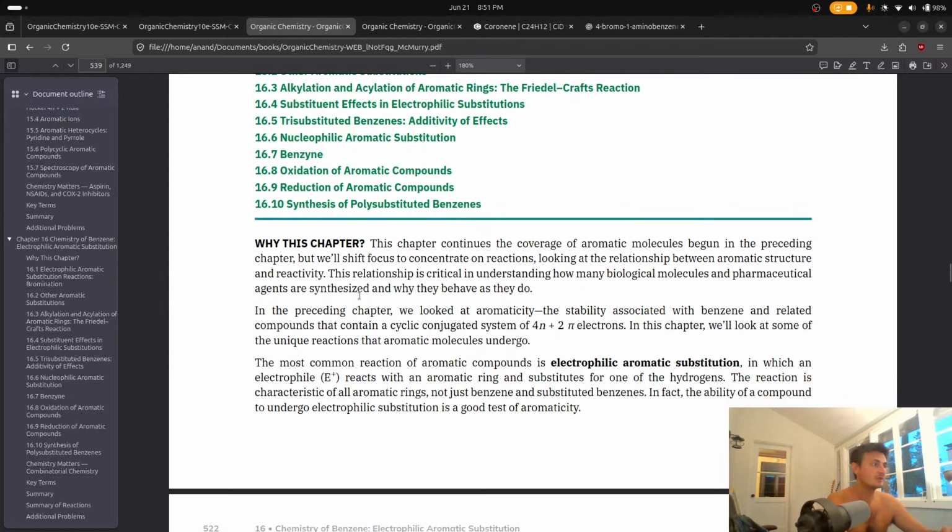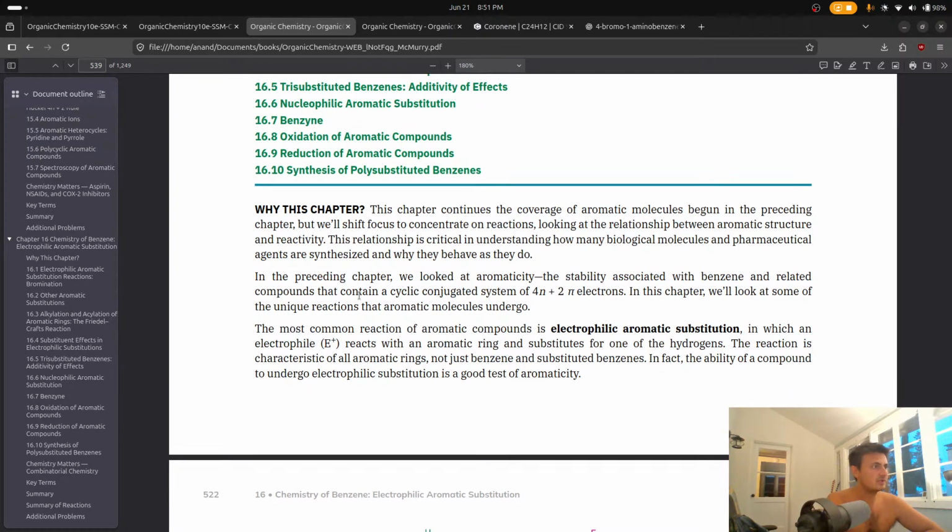All right. Why this chapter? This chapter continues the coverage of aromatic molecules begun in the previous chapter, but we'll focus on reactions, looking at the relationship between aromatic structure and reactivity. This relationship is critical to understanding how many biological molecules and pharmaceutical agents are synthesized, and why they behave as they do.